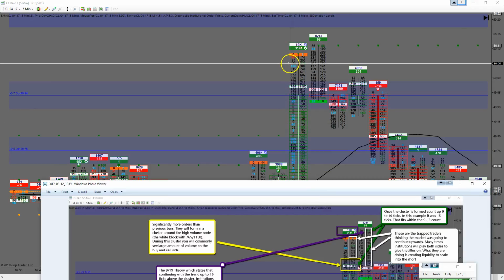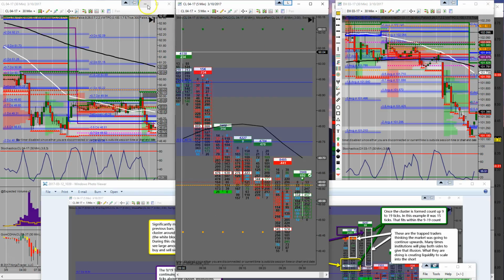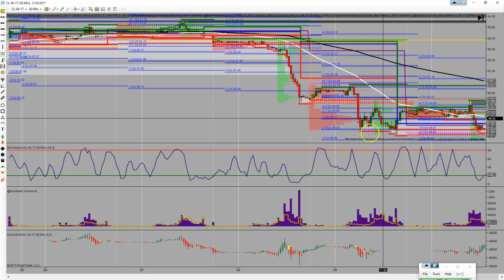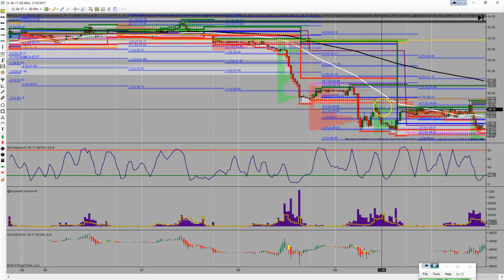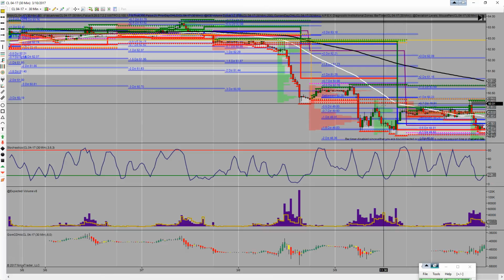What is that? 50.05. Now let me go back to the big picture. So 50.05 would have been the start of a level, and you would count that up to 50.15. Okay, 50.05 right here. If I can get it. Come on. Okay, anyway, this is where this action happened.